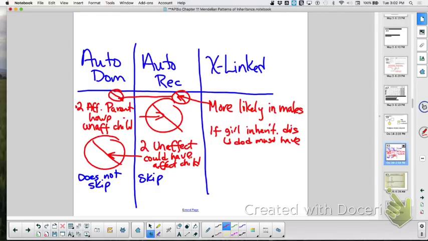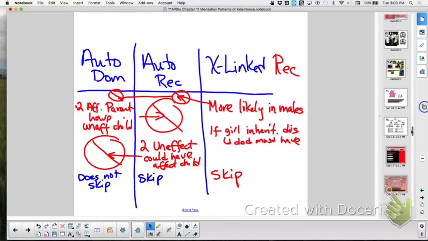Her mom could have had it, or her mom could have a recessive copy and give it to her too. Okay, so those are some things we could see. These types of things should guide you in how you analyze a pedigree. I gave you X-linked recessive. Could it skip? Yes, it could skip a generation too. All right, so those are our pedigree problems.